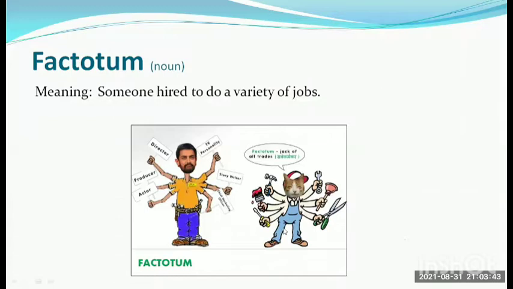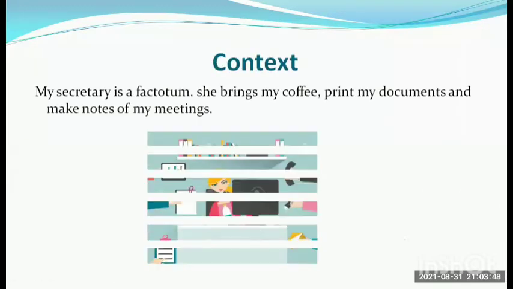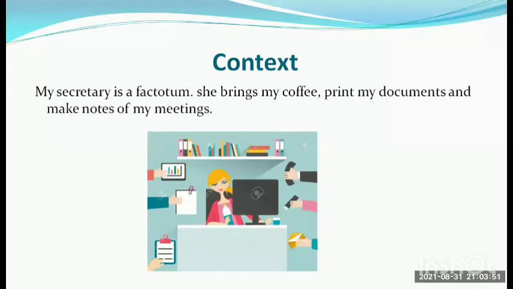Let's understand by the context. We learned the meaning. Now the best context is this: My secretary is a factotum. See, it's a noun, so use it as a noun. He brings my copies, brings my documents, and makes notes of my meetings. You can see in the picture the secretary doing a variety of jobs. She is hired to do a variety of jobs. That's why she is a factotum.